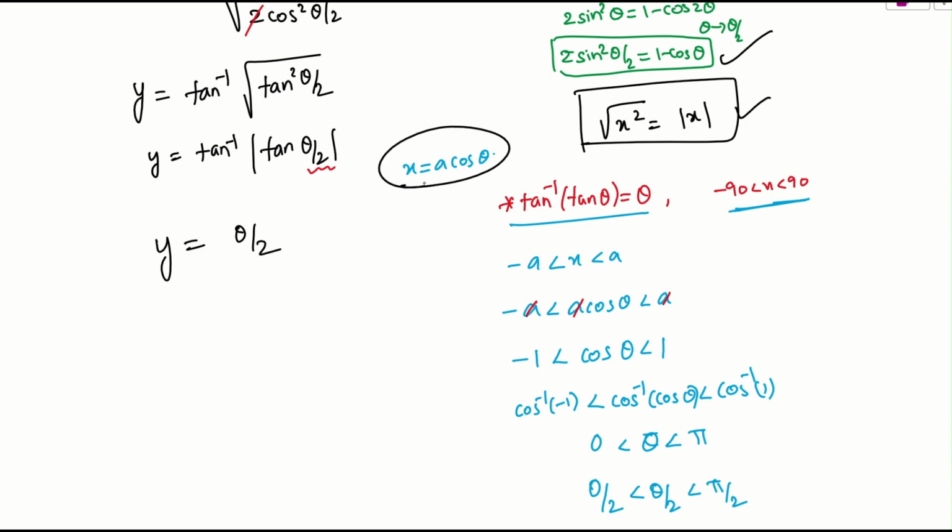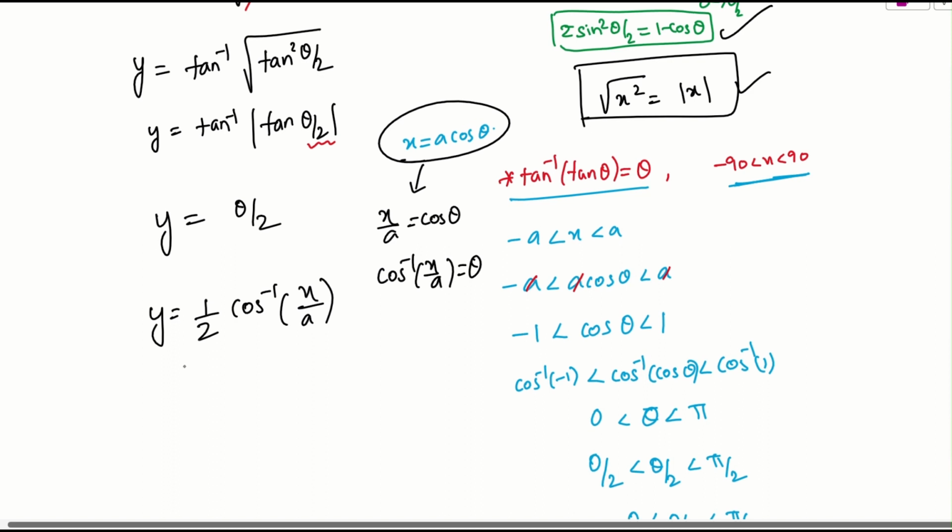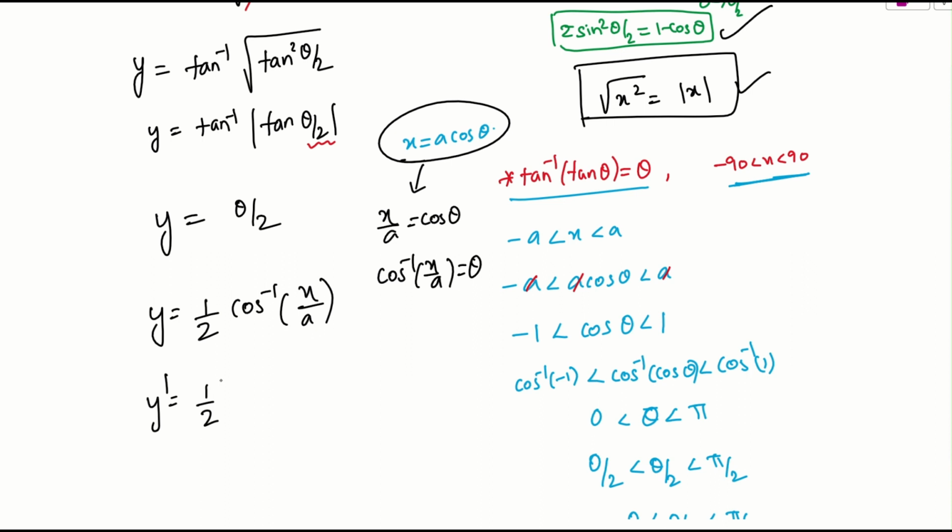What is theta here? x by a is equal to cos theta. From this I can say cos inverse of x by a is theta. So y is equal to 1 by 2 into, in place of theta, I can replace it with cos inverse of x by a. Now try to do it. We need to find the derivative. The derivative of y will be 1 by 2 into the derivative of cos inverse of x, which is minus 1 by root of 1 minus x square, here 1 minus x by a the whole square. Again we need to apply the derivative of the inside, that is x by a.